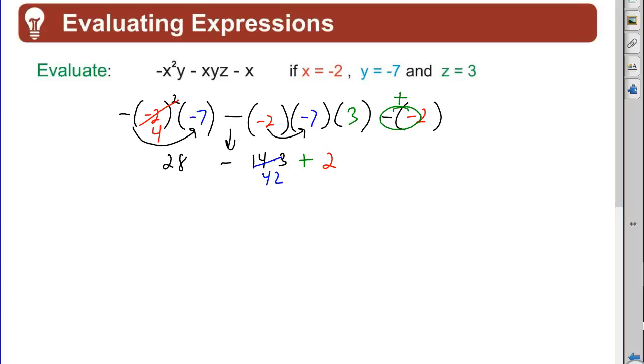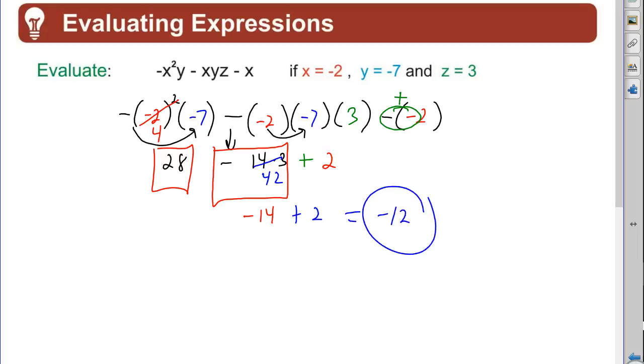So here, let me grab my red here. So 28 positives and 42 negatives leaves you 14 negatives, right? Again, 28 of the positives wipe out 28 of the negatives, leaving you 14 of the negatives. We still have +2 now. 14 negatives, 2 positives, leaves you 12 negatives, and there you go.